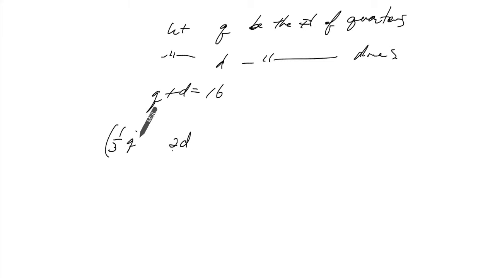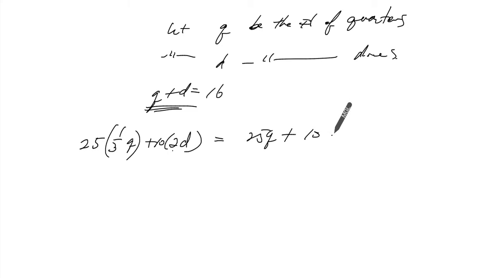So whatever quarters you have, the actual monetary amount in cents, we can calculate by multiplying the total number of quarters you have times 25 cents. And this one times 10 cents. If you add this together, we get the total amount of money in cents. Now this will equal the total amount of money for the coins that David has, which is again 25Q plus 10D. They have to equal each other.